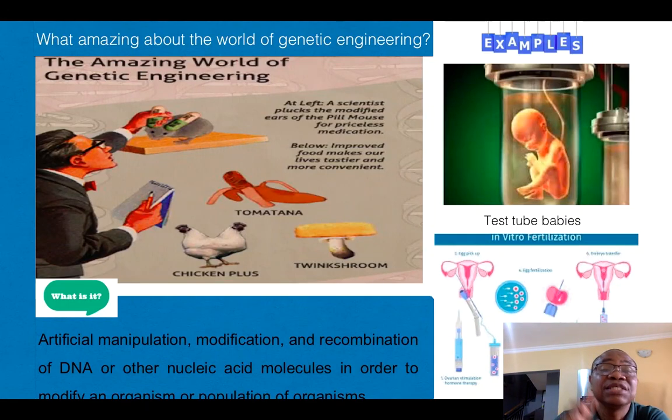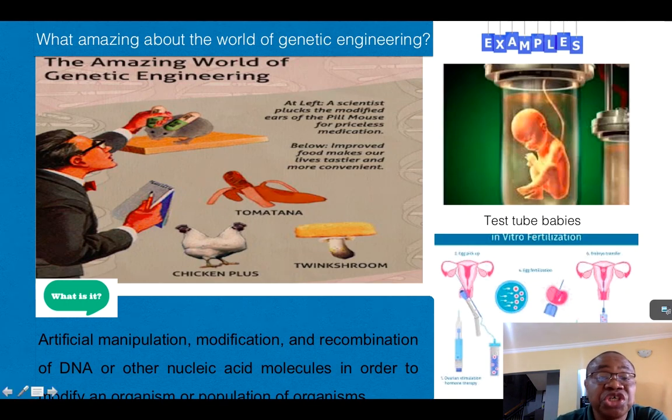Now, the next slide is the third aspect of our topic today, the amazing world of genetic engineering. Wow. With all of this genetic engineering, you see an example of what genetic engineering can do, a test tube baby. And all of this is accomplished by in vitro fertilization. They're able to put the spermatozoa and the ovum together in a test tube, and you can have a baby. That is the amazing world of genetic engineering.